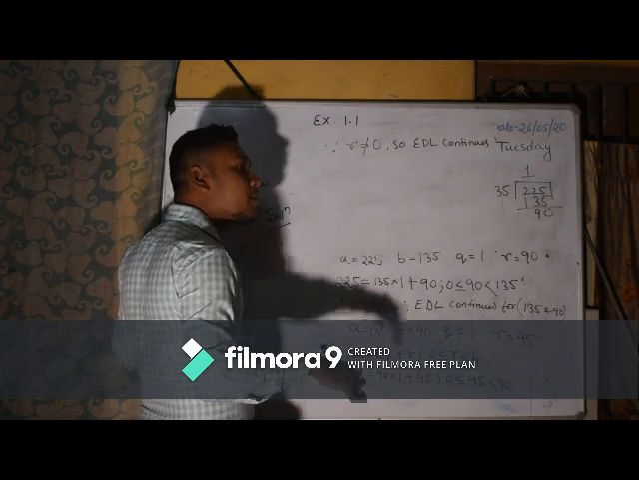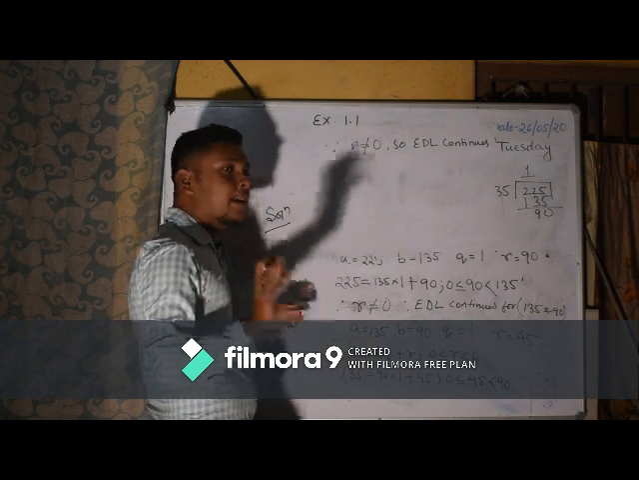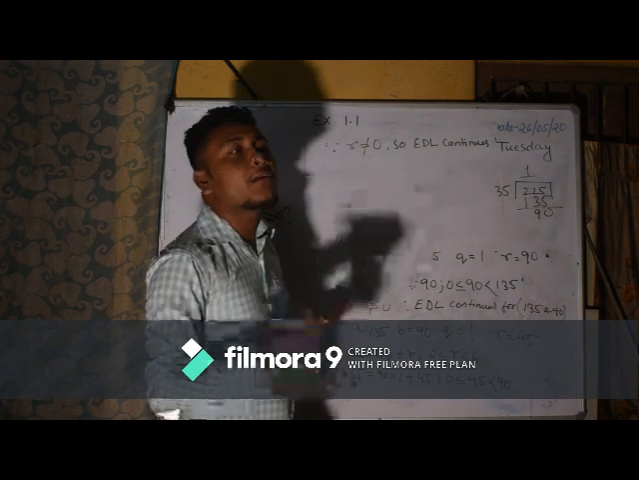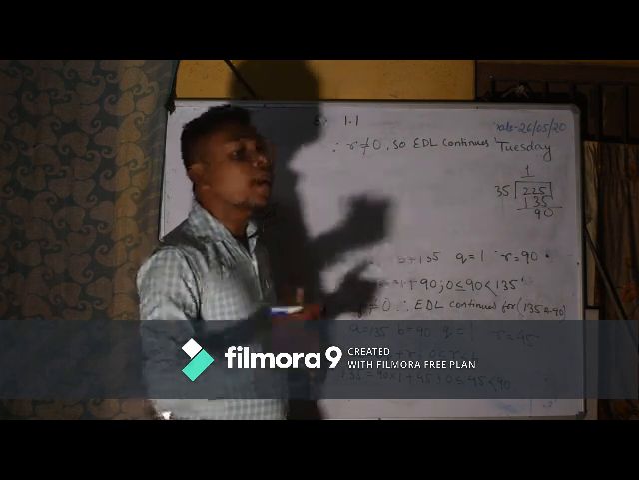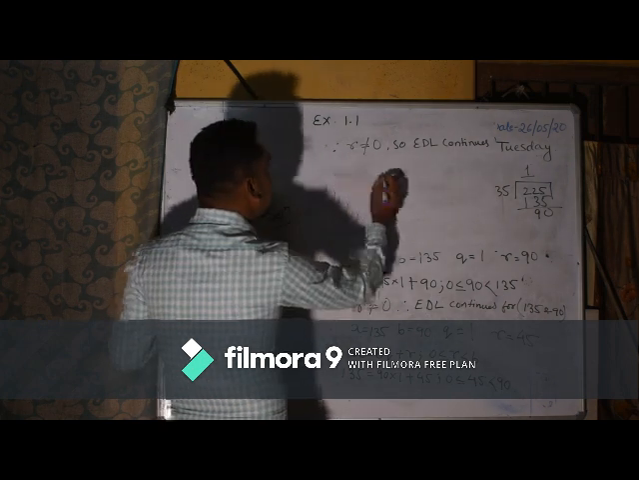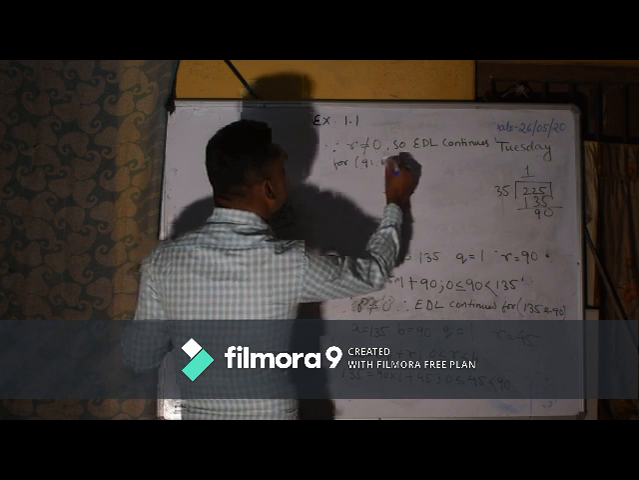Repetition of steps means algorithm. The computer science students will easily understand what algorithm means. But for other students, algorithm means the repetition of the same formula again and again. So since R is not equal to 0, therefore EDL continues for 90 and 45.